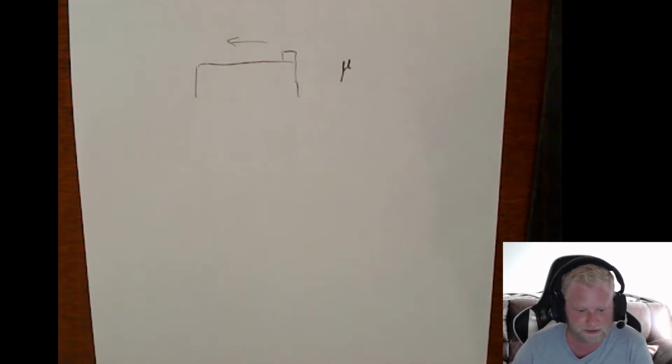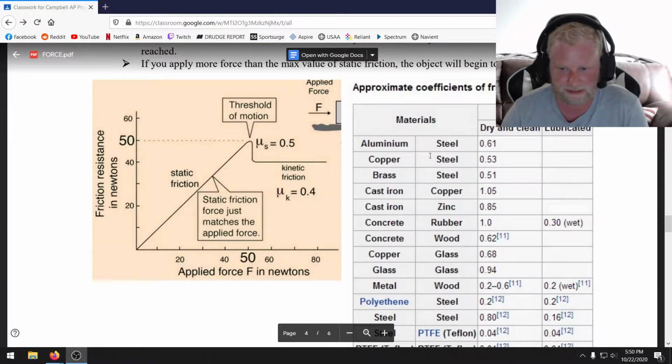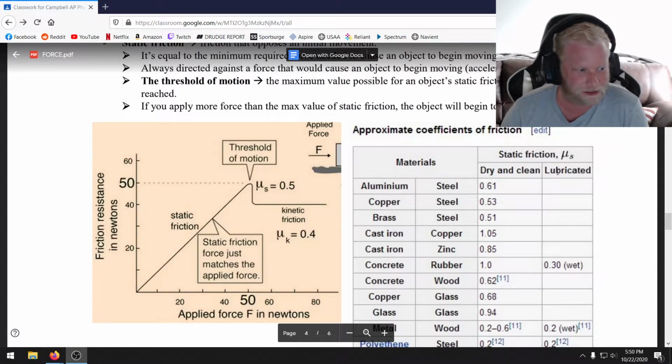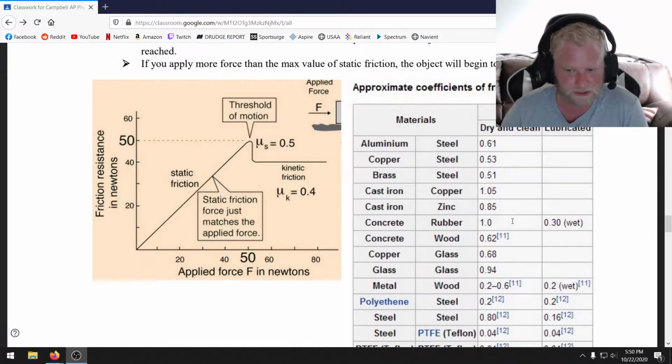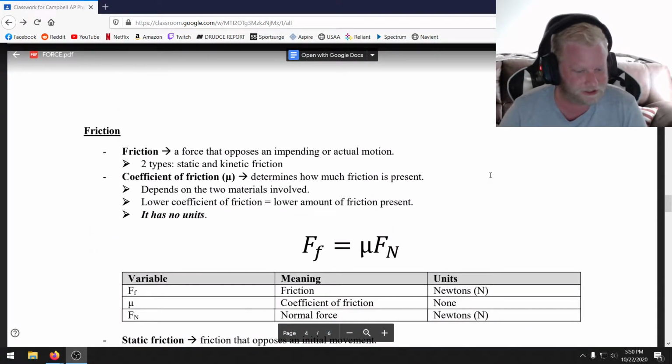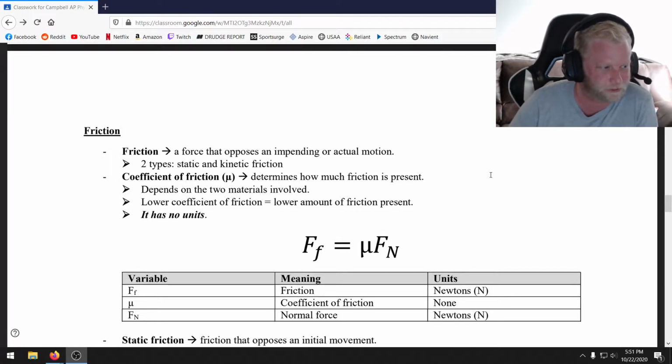And again, if we look at this table here, notice that as you alter your materials, your static coefficient of friction changes, and it will also change based off of the actual condition of the materials. Some of them will have a lower coefficient of friction when one of them is wet. So the two materials in contact dictate what the coefficient of friction is. And again, the higher the coefficient of friction is, the higher the frictional force will be.